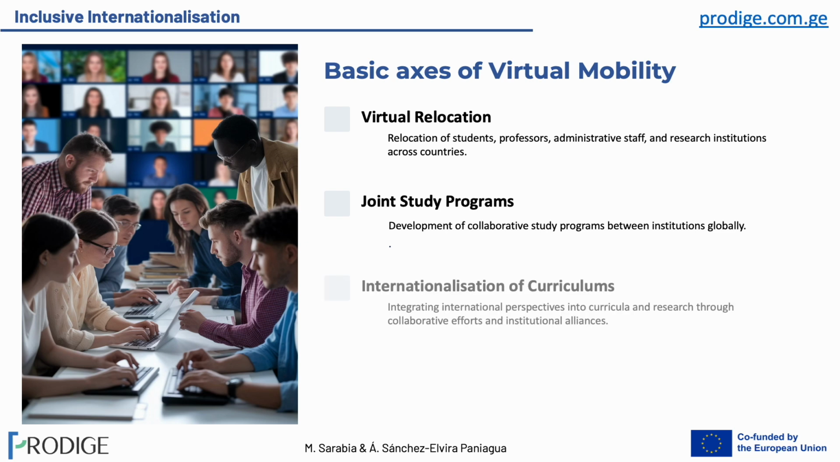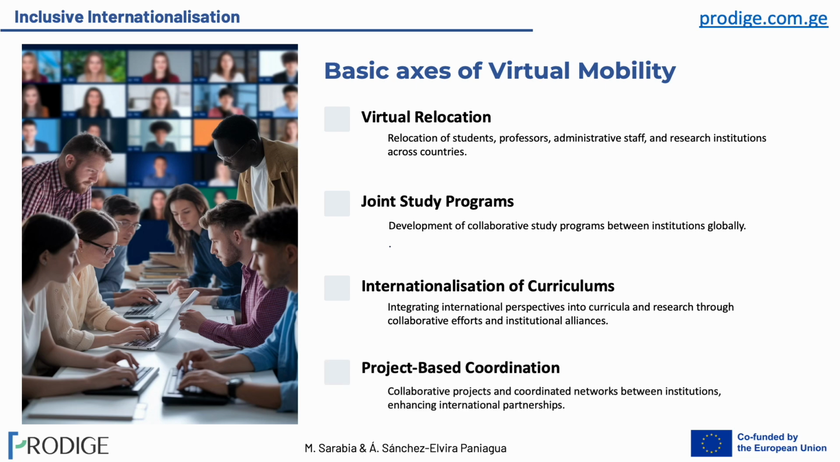The third dimension is the internationalization of curricula. This involves integrating global perspectives into academic programs, as well as fostering joint and collaborative research efforts through institutional alliances. Finally, there is project-based coordination and institutional networks. This dimension focuses on collaborative projects and partnerships, further strengthening international ties and enhancing education and research's global impact.